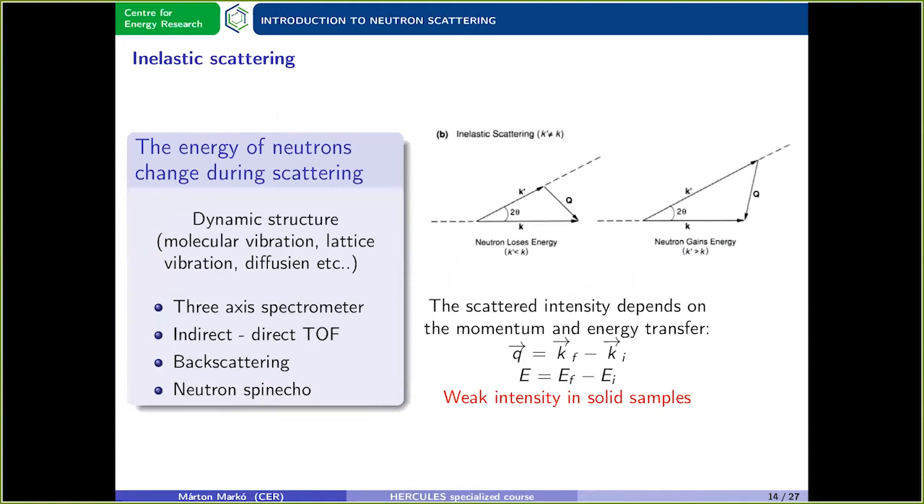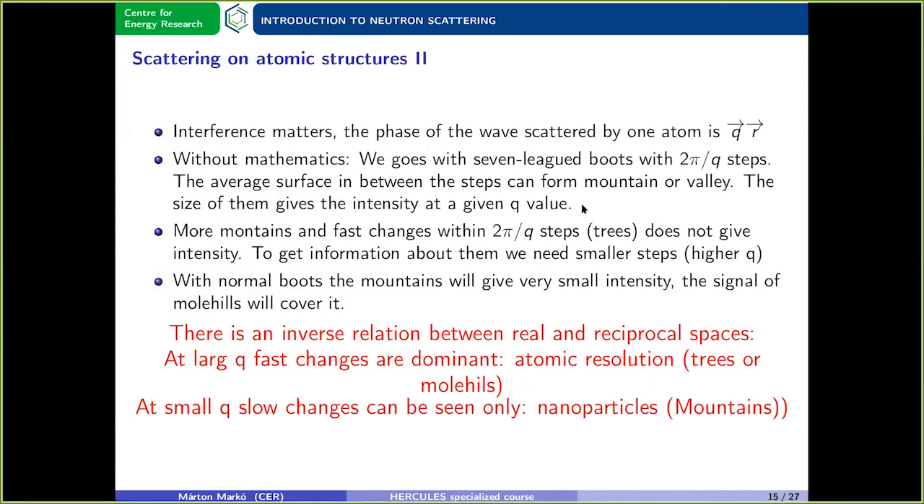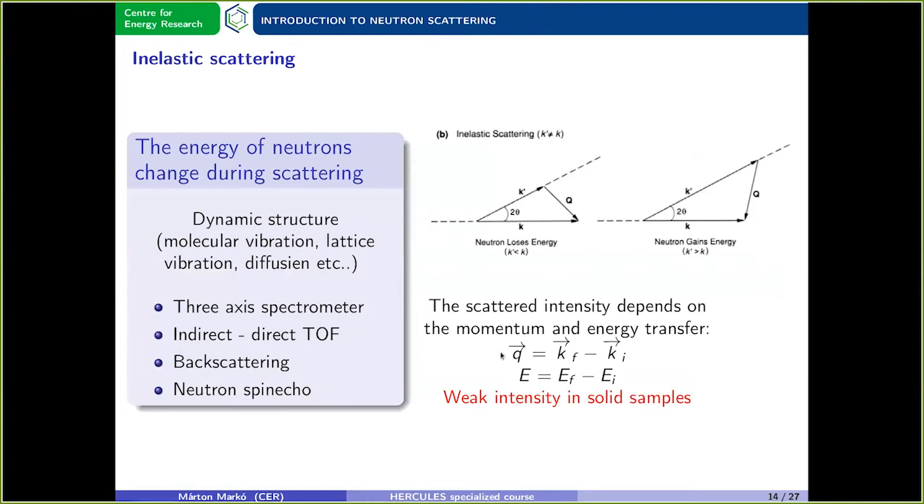But a neutron can gain or lose energy. In this case, the ki is given, but the scattered wave number is changed because there is an energy change between the neutron and the sample, and the energy change means that the speed of the neutron will change and the wavelength of the neutron will change, and k is 2 pi over the wavelength. So k can change, and at different energy changes we will see different momentum transfer, both in absolute value and in direction. So inelastic scattering is a little bit more difficult.